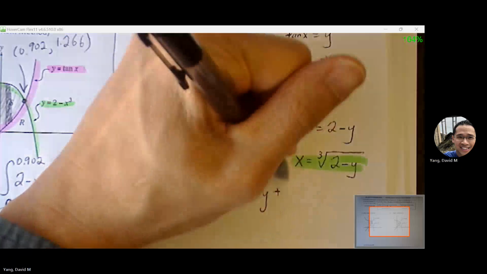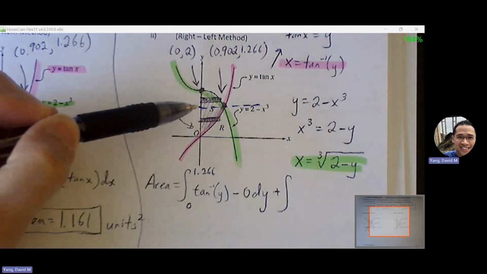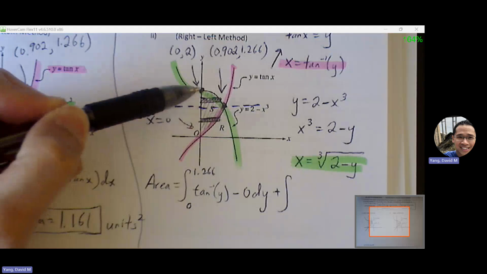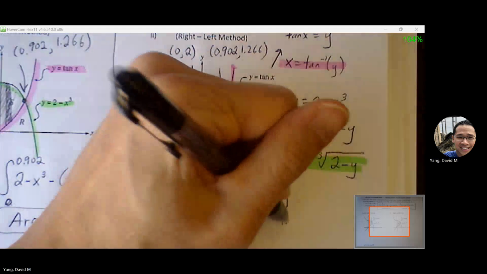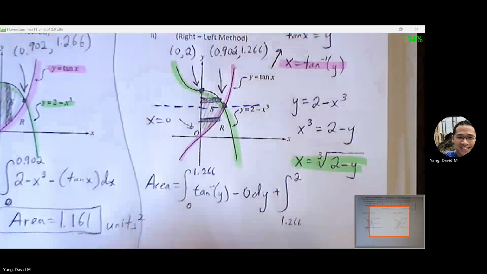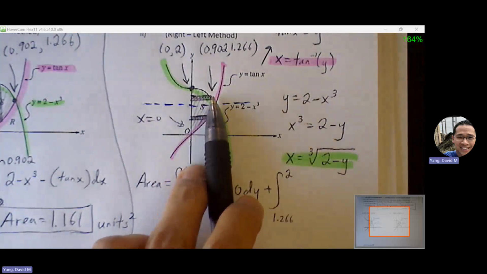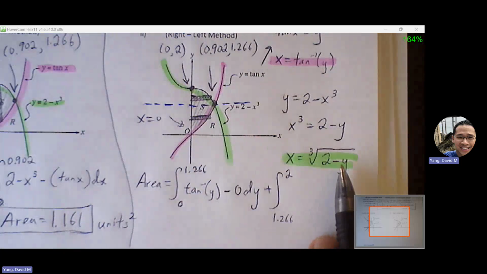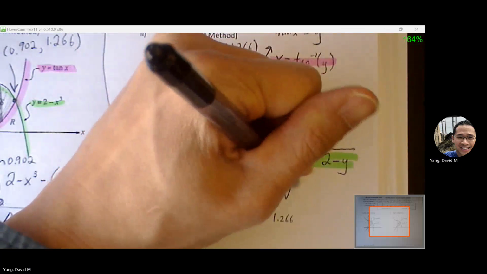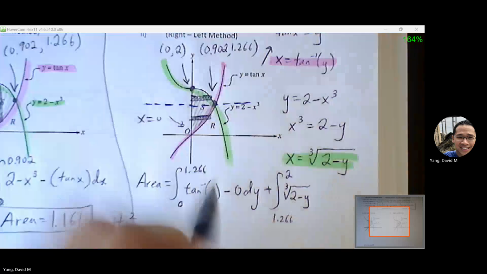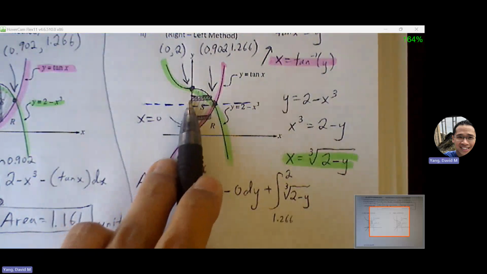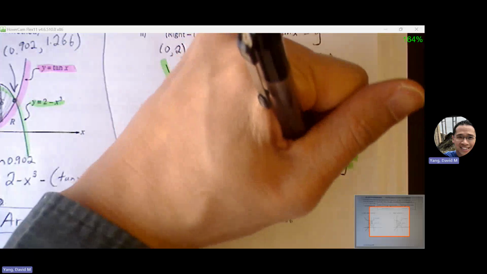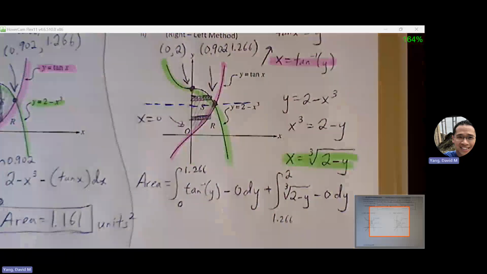Okay, plus, let's do the upper region. The upper region is going from this 1.266 all the way up to this y value of 2. And then right minus left. But now the graph on the right of my upper region is the green, and the adapted green equation that I want for right minus left is cube root of 2 minus y. Right minus left. And the left endpoint is again the y-axis, so minus 0 dy.